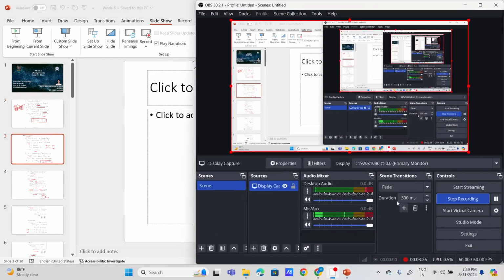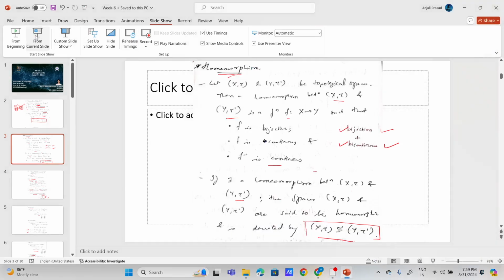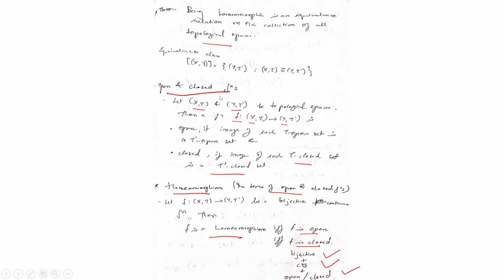Now next, let's discuss some theorems. The theorem was given as: being homeomorphic is an equivalence relation on the collection of all topological spaces. Okay, so in an equivalence class, we can write that in this form: (X, tau) is equivalent to (Y, tau dash) such that (X, tau) is homeomorphic to (Y, tau dash).